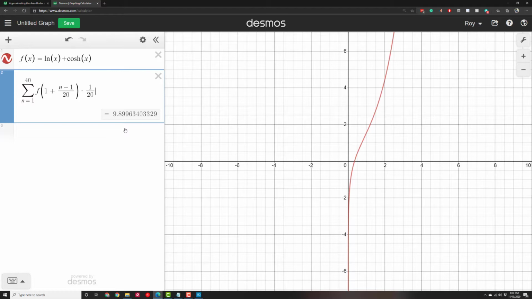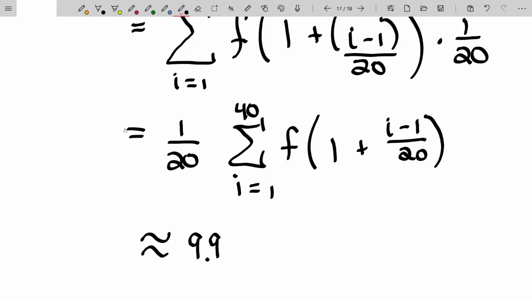So we get down to, we'll round to 9.9. So the area is roughly 9.9. And there we go. We have roughly 9.9 right there.